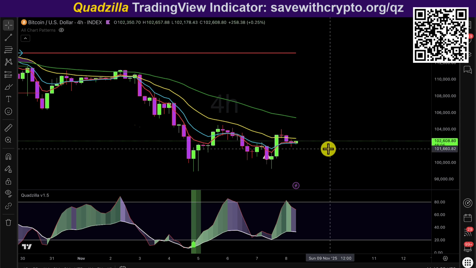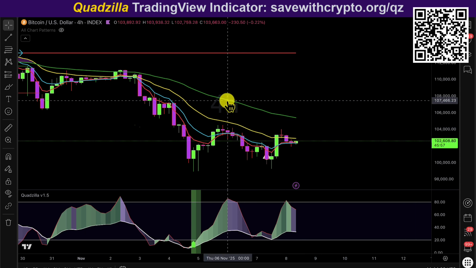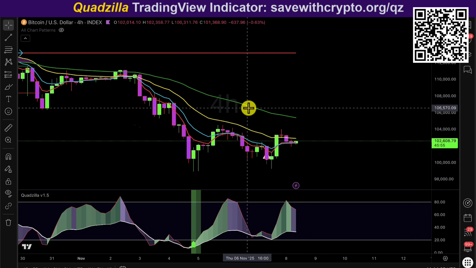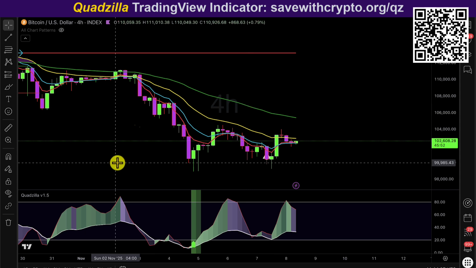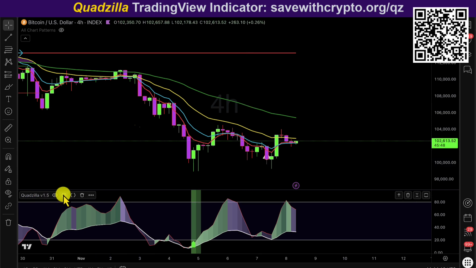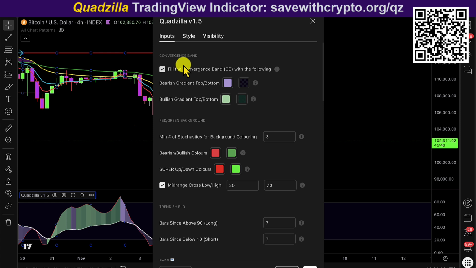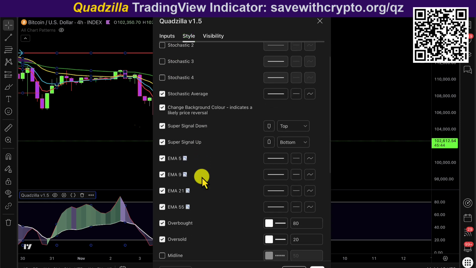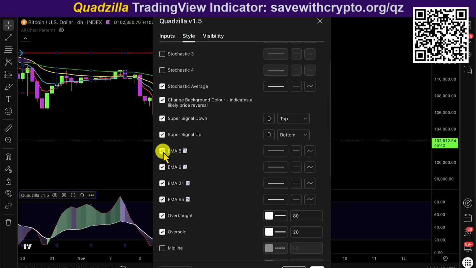Okay. Now what I was doing yesterday was I was doing loads of YouTube shorts where I was just showing you what was happening with these yellow and green EMAs, exponential moving averages, and these are provided by Quadzilla. And by the way, I do like to add the 5 EMA, this one here. But by default, you will just have the 9, 21 and 55. And these are coloured cyan, yellow and green.